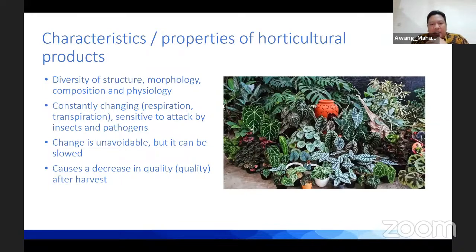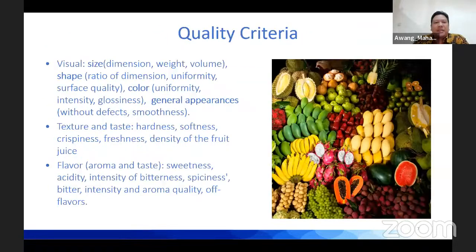And upon harvest, it's constantly changing: respiration, transpiration, and sensitivity to attack by insects and pathogens. Many complex traits also interact in this situation.